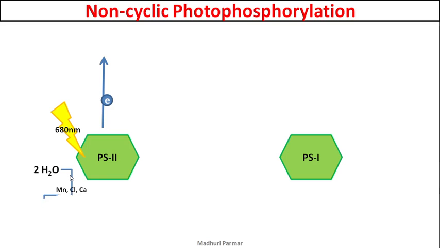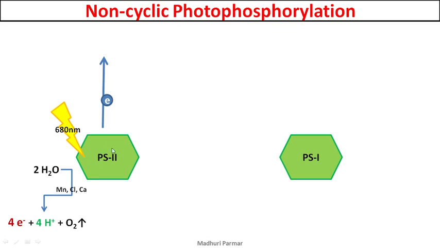Two water molecules in presence of light near photosystem 2, specifically at the oxygen evolving complex, in presence of manganese, chlorine and calcium, will get converted into 4 electrons, 4 protons and oxygen, that is, 1 oxygen molecule O2 from 2 oxygen atoms. So during this process, which is photolysis of water, the oxygen will be released. The H plus, we will see what happens to it later on. And the electrons are given to photosystem 2.